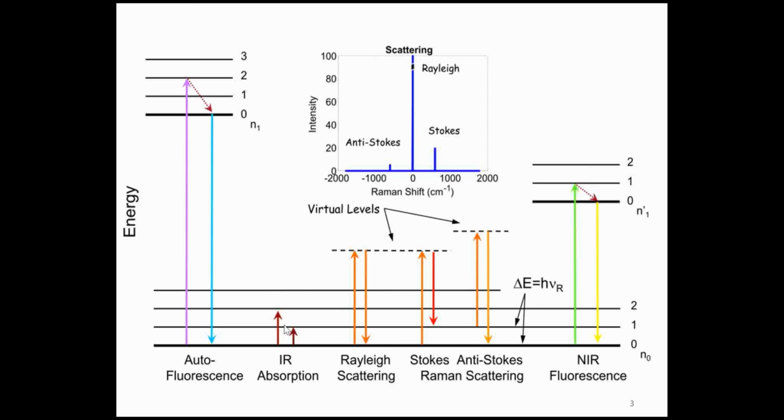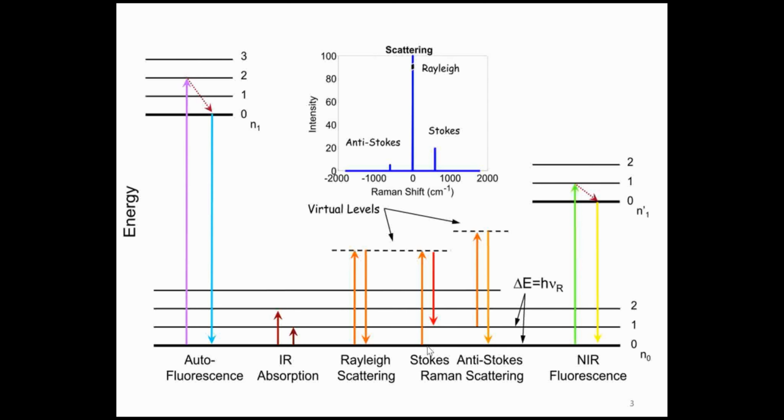In the Rayleigh one, we have a virtual state. We can see Stokes and anti-Stokes, and we will discuss what Stokes Raman and anti-Stokes Raman are and how they happen. Then NIR fluorescence is a similar one. You can see Rayleigh scattering has a very high intensity. This process is very feasible naturally. This is the Stokes one, as shown here.